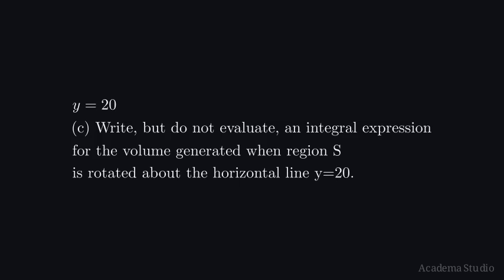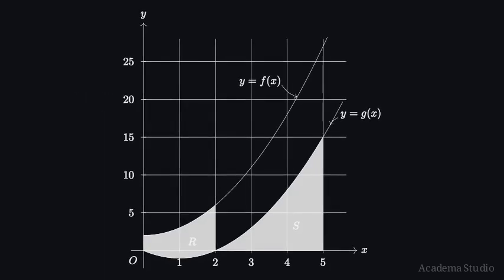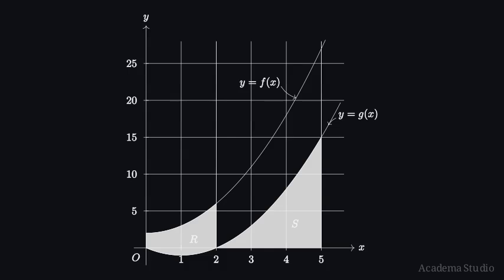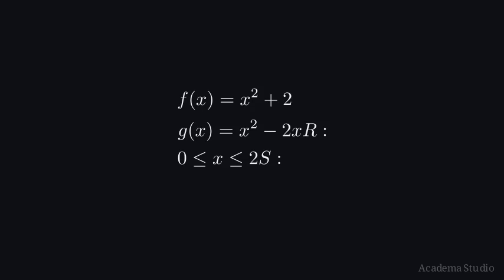Part C asks us to rotate region S about the line y equals 20 and write the resulting washer integral. This graph shows region R between f and g, and region S between g and the x-axis. f of x equals x squared plus 2. g of x equals x squared minus 2x. Region R is 0 less than or equal to x less than or equal to 2, and region S is 2 less than or equal to x less than or equal to 5.